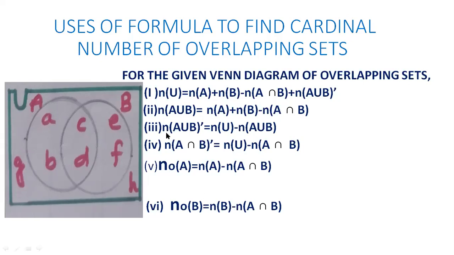Next one, look here. n(A union B complement). n(A union B complement) means n(U) minus n(A union B). n(U), how many are total? 1, 2, 3, 4, 5, 6, 7, 8. Here you write 8. 8 minus, what will be this n(A union B)? A union B means A, B, C, D, E, F. That means 6. 8 minus 6, what will be there? 2. Then look here. n(A union B complement). There are how many elements? n(A union B complement).